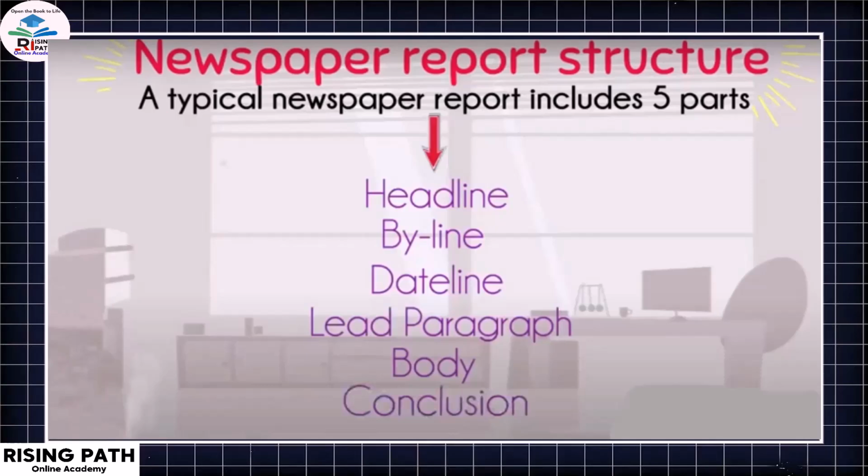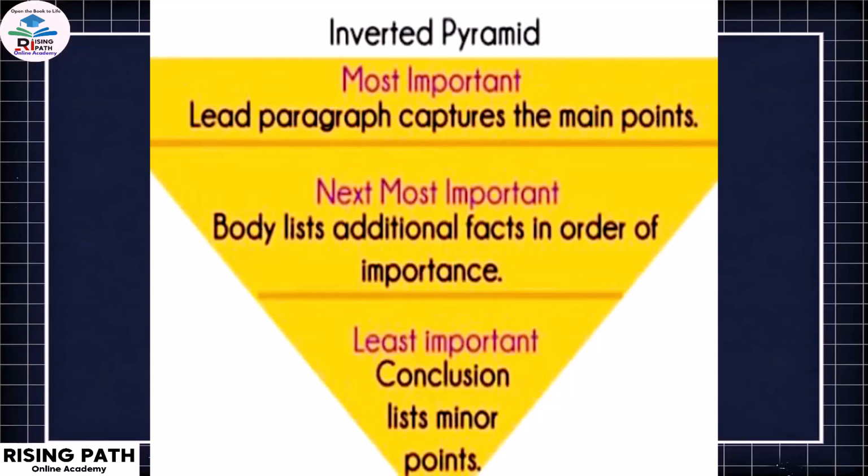So here you can see quickly a typical newspaper report includes these parts: headline, byline, dateline, lead paragraph, body, and conclusion. Then on this slide you can see the inverted pyramid. That is when we are going to elaborate the content points, and we are going to have the paragraphs. So the most important is the lead paragraph. Then next most important, of course, we are going to evaluate the points that are being given in our 2 texts. Then the least important, and the conclusion.